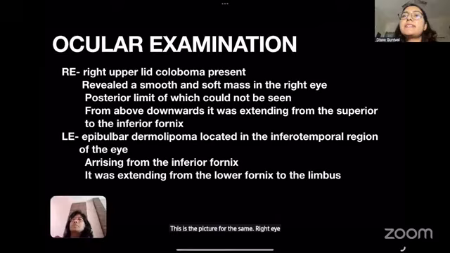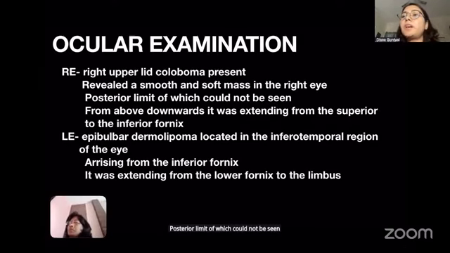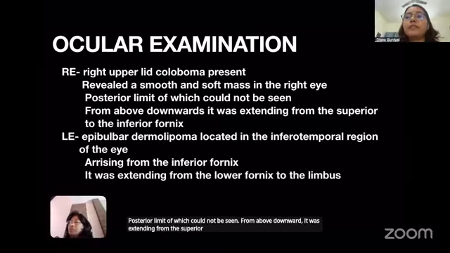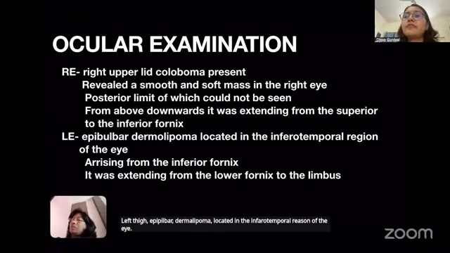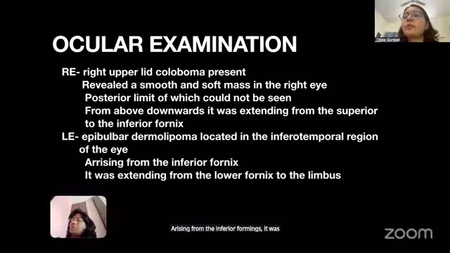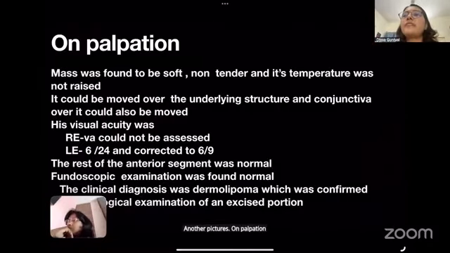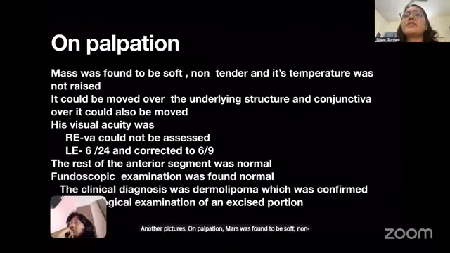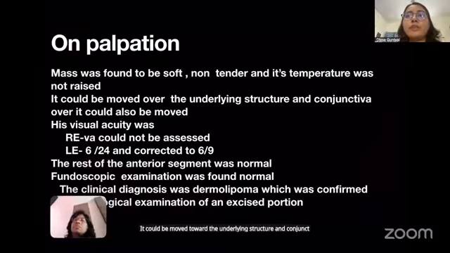On ocular examination, right upper lid coloboma present, revealed a smooth and soft mass in the right eye, posterior limit of which could not be seen. From above downward, it was extending from the superior to the inferior fornix. Left eye epibulbar dermolipoma located in the inferotemporal region of the eye, arising from the inferior fornix. It was extending from the lower fornix to the limbus. These are the pictures. On palpation, mass was found to be soft, non-tender, and its temperature was not raised. It could be moved over the underlying structure, and conjunctiva over it could also be moved.